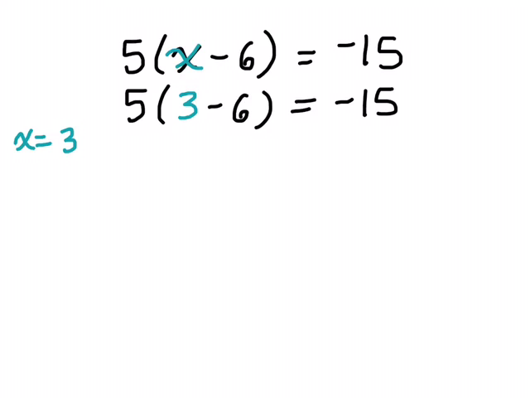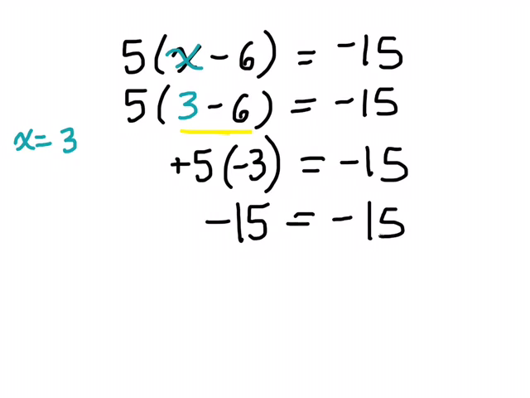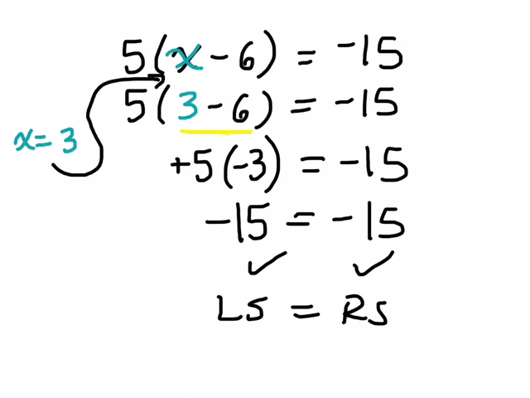So I'm replacing x with 3. Okay, now we're going to simplify what's in the brackets. What's 3 take away 6? Negative 3. So I have 5 times negative 3. And what's a positive times a negative? It's a negative. 5 times 3? 15. So it does work because it balances my equation. The left side is equal to the right side when I replace x with 3, which was our solution. We said that x is equal to 3.